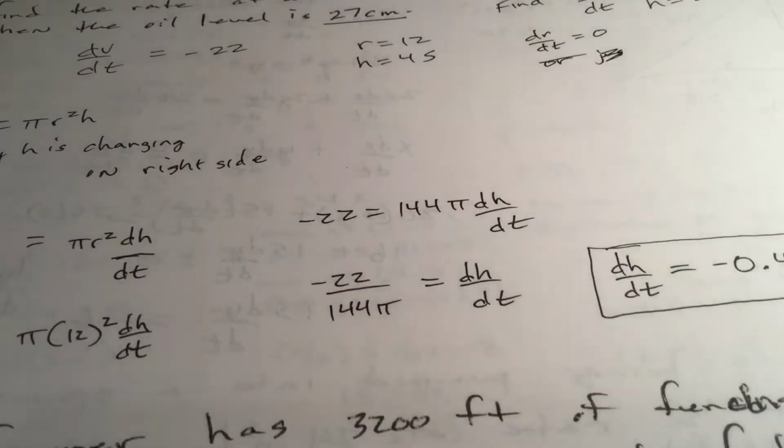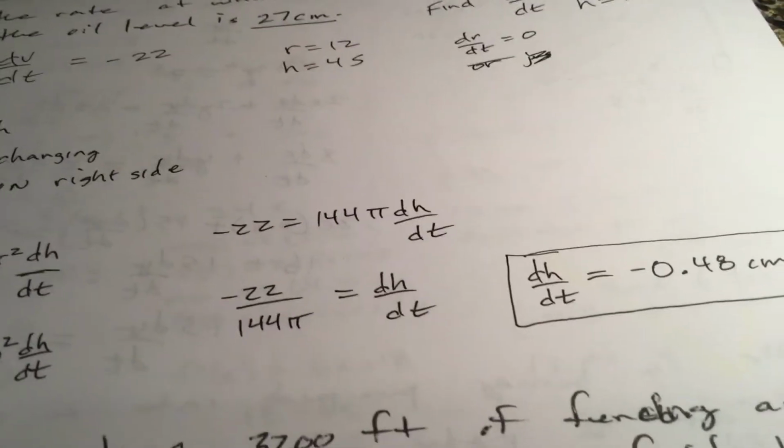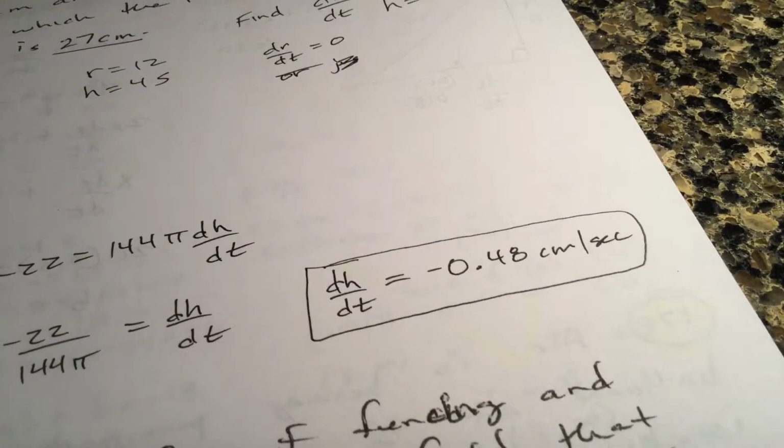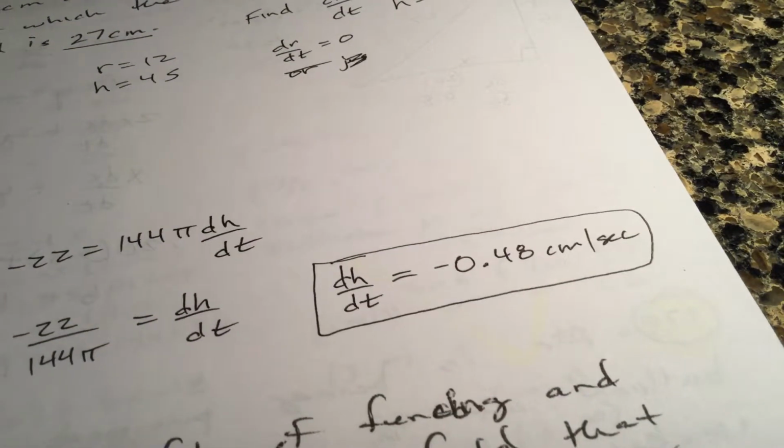All right. Now, oil is leaking, so dV/dt is negative. And that's the info. And there it is. So the height's decreasing. That's why it's negative there.